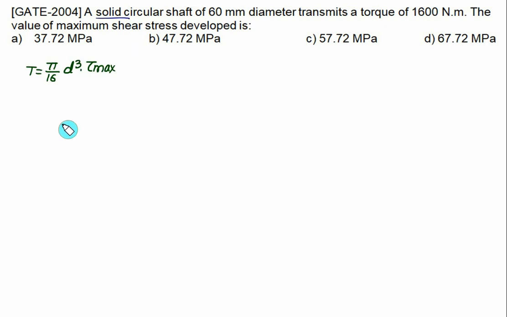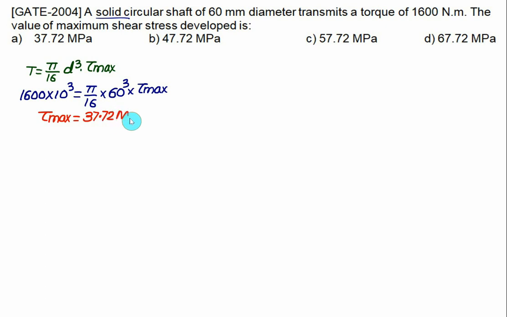So for a solid circular shaft, torque is given as pi by 16 into d cube multiplied by the maximum value of the shear stress. Torque is given as 600 Newton meter. Torque you have to always take in Newton mm. So we have 600 into 10 to the power 3 equal to pi by 16 and we have diameter D equal to 60, cube of it, multiplied by the value of shear stress, that is tau max. So we'll get the value of maximum shear in the case of pure torsion close to 37.72 megapascal. Just based on the direct formula, choice A is correct.